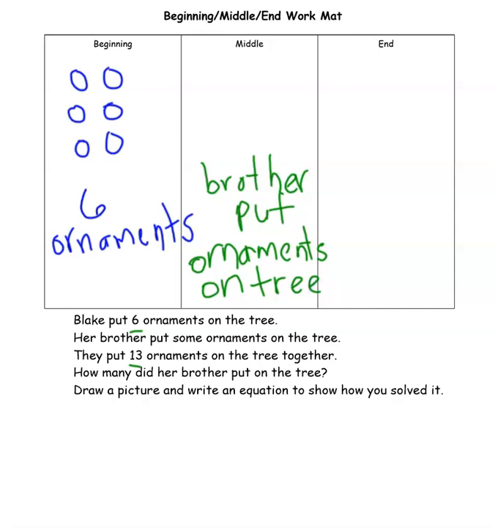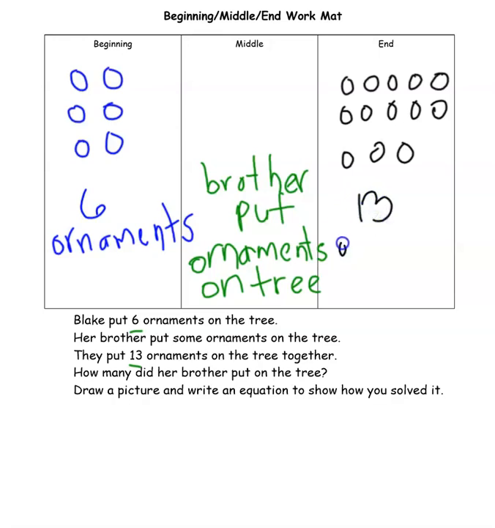So what happened at the end of the story? They put 13 on the tree together. Can we represent that? 1, 2, 3, 4, 5, 6, 7, 8, 9, 10, 11, 12, 13. 13 ornaments together.